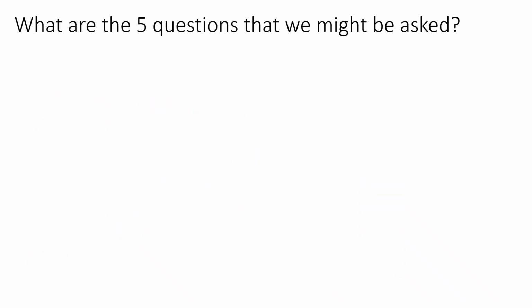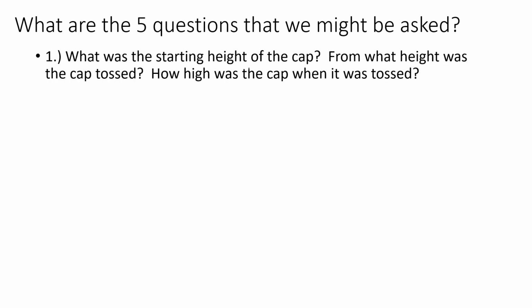All right, so what are the five questions that we might be asked? First question, and you're going to say, but wait a minute, you just gave us three questions there. Yep, but this is all the same question asked three different ways. What was the starting height of the cap? From what height was the cap tossed? Or how high was the cap when it was tossed? That is not exhaustive, but basically it's saying at the moment that the cap left your hand, how high above the floor was it?